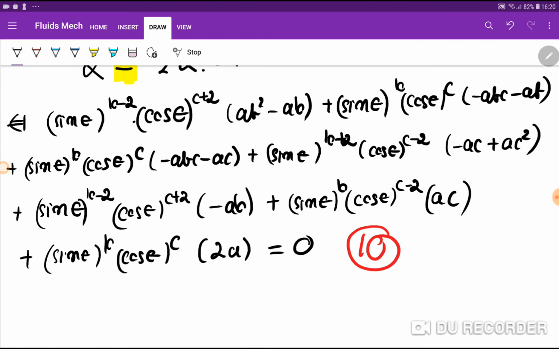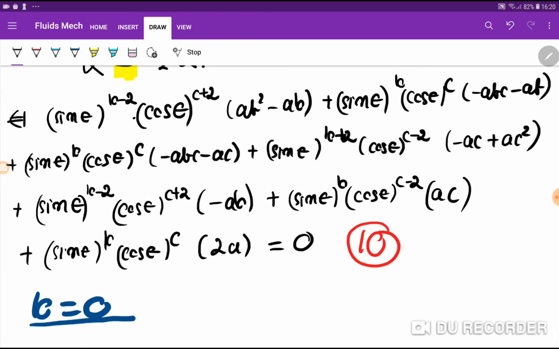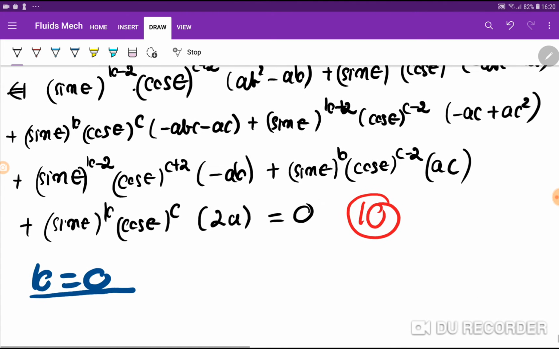But okay, let's see what we have. b equals 0, first case. Let's see which term we can cancel out. The first term, yes, we can cancel out, so I'm going to put a dot here. The second term, we can also cancel out, since b equals 0. The third term, no, we cannot. We will have cos theta to the power of c times negative ac, because sine theta to the power of 0 is just 1.